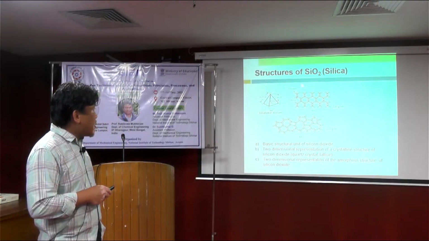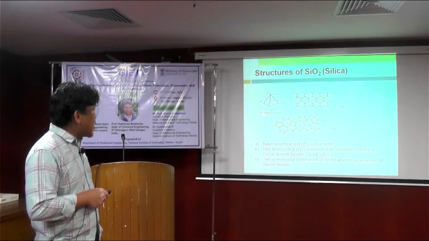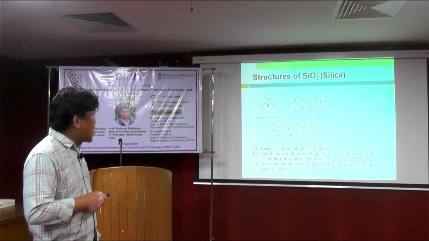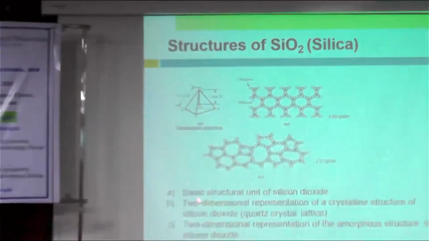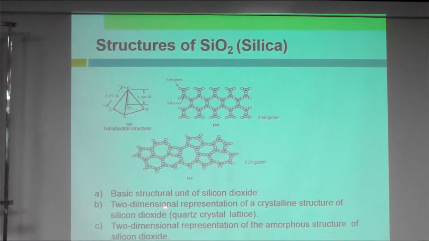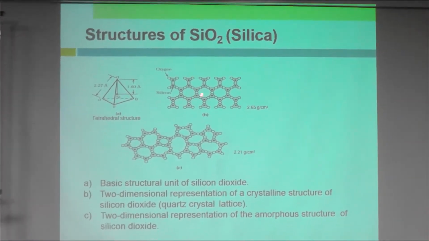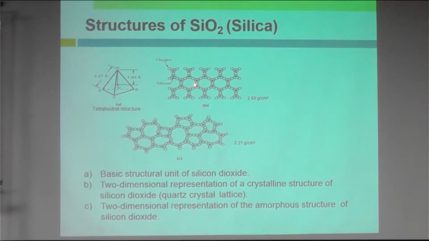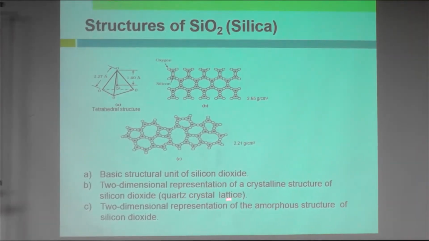So the structure of silicon dioxide basically is a tetrahedral structure in this form. Here is a two-dimensional representation of the crystalline structure of silicon dioxide in a quartz crystal lattice. And here we show a two-dimensional representation of the amorphous structure of silicon dioxide.